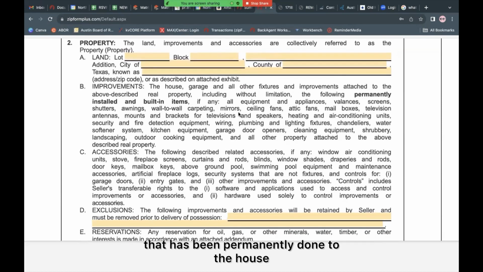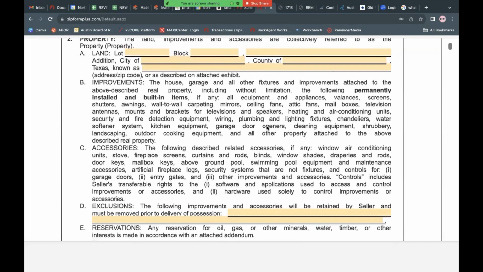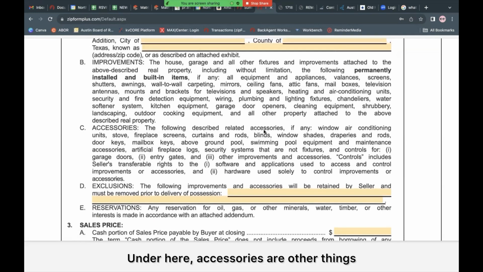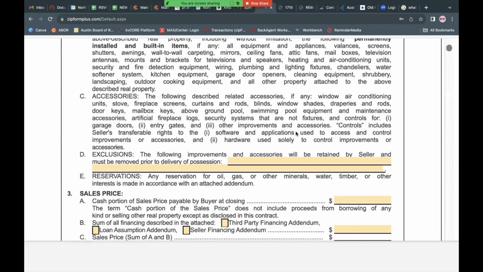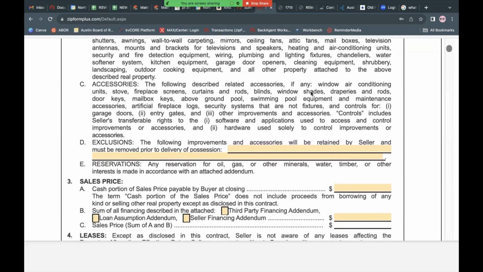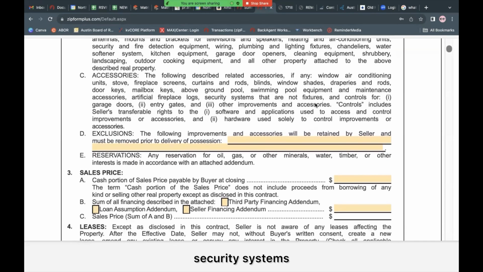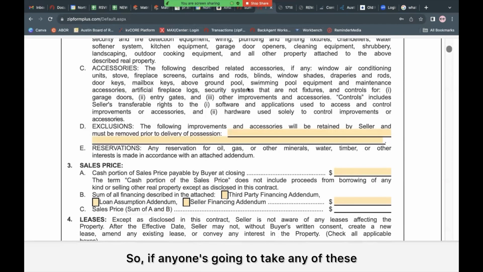Improvements are just anything that has been permanently done to the house to improve it. Under here, accessories are other things that have been done to the house that are attached to the house, like the stove, fireplace, swimming pool equipment, fireplace logs, security systems. Those are things that are attached to the property. So if anyone's going to take any of these, it needs to be excluded here in D. Okay, so in 2D, that's where we would put that.